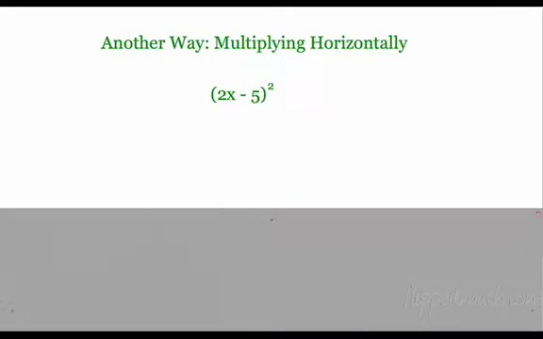All right. Ooh, multiplying horizontally. Ooh, that sounds crazy. So, let's do this. First of all, this says 2x minus 5 squared. Well, that is, oh, Sullivan, get that out of there. 2x minus 5 squared is just 2x minus 5 times itself, 2x minus 5.